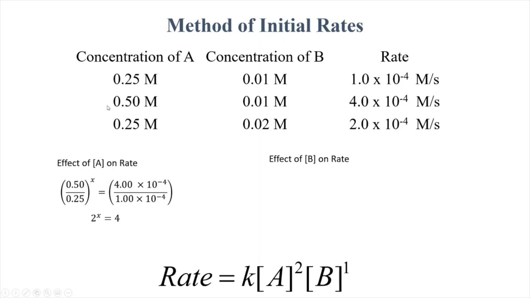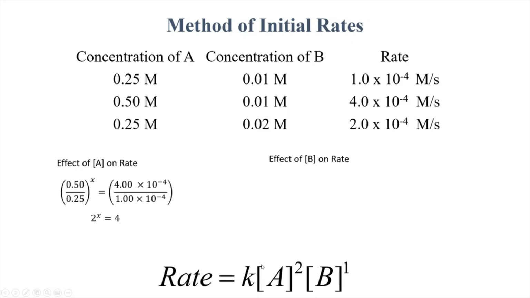So if we take trial 2 and we take trial 1, we can say that the relative ratio here, in essence, we're doubling the concentration. So we're going from 0.25 to 0.5. So when we take the ratio of these two, we get 2. And then we can say, well, if we double these, what effect does this have on the rate?